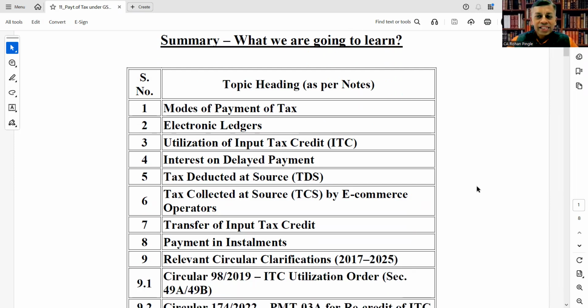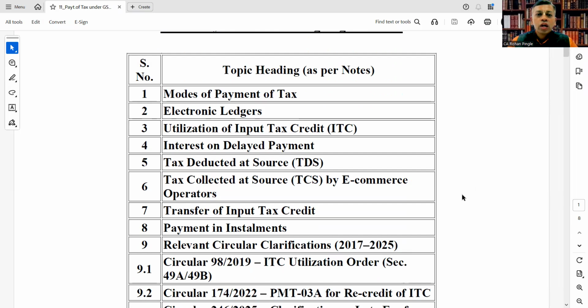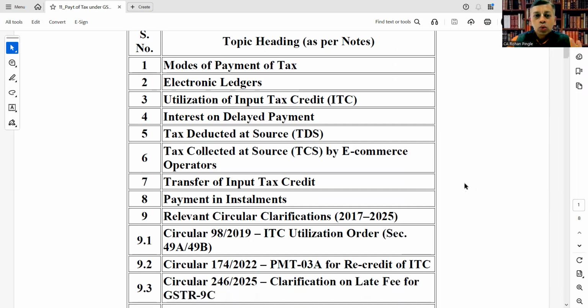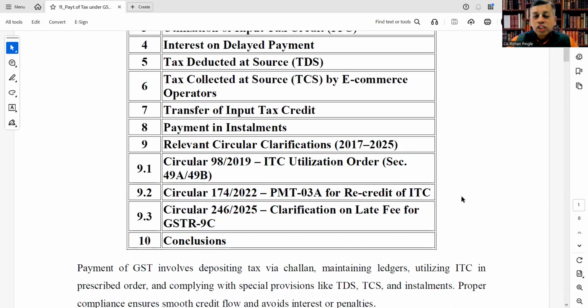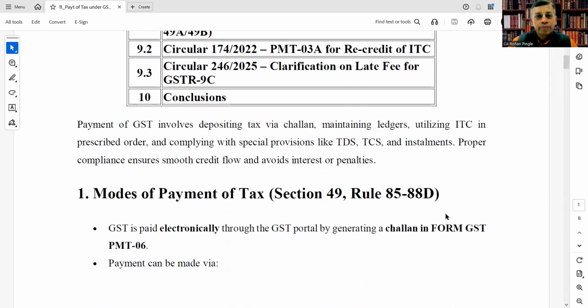Modes of payment of tax, electronic ledgers, utilization of input tax credit, interest on delayed payment, tax deducted at source, tax collected at source by e-commerce operators, transfer of input tax credit, payment in installments, relevant circular clarifications. That is three circulars we are going to learn. And at the end of the session, we will see conclusions that can be drawn from today's learning. So let's start with it.